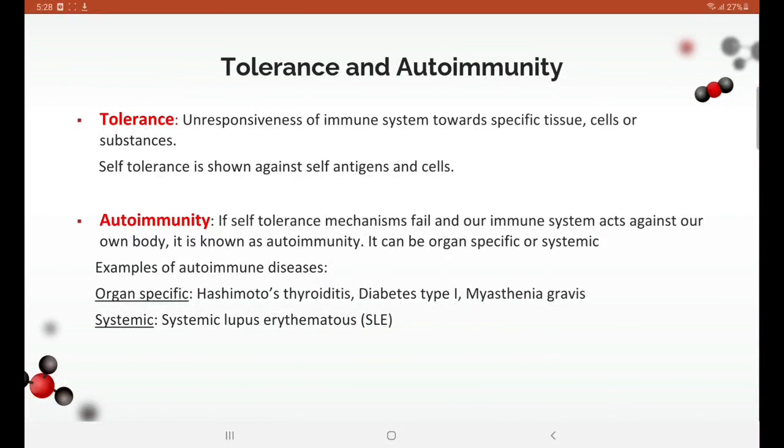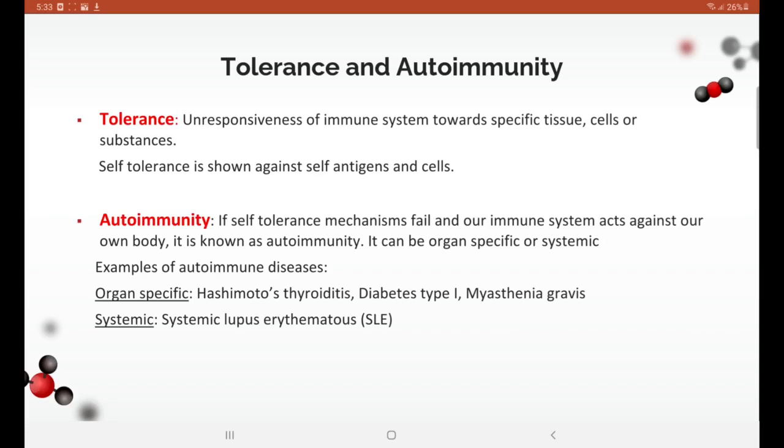So now our immune system knows that no attack should be mounted against self-antigen. Yet sometimes, due to many reasons, our tolerance mechanism fails and our immune system will attack our self-antigens. This is known as autoimmunity. Ehrlich in 1901 termed this horror autotoxicus. Such diseases which are caused by autoimmune responses are known as autoimmune diseases. These diseases can be either organ-specific or systemic.